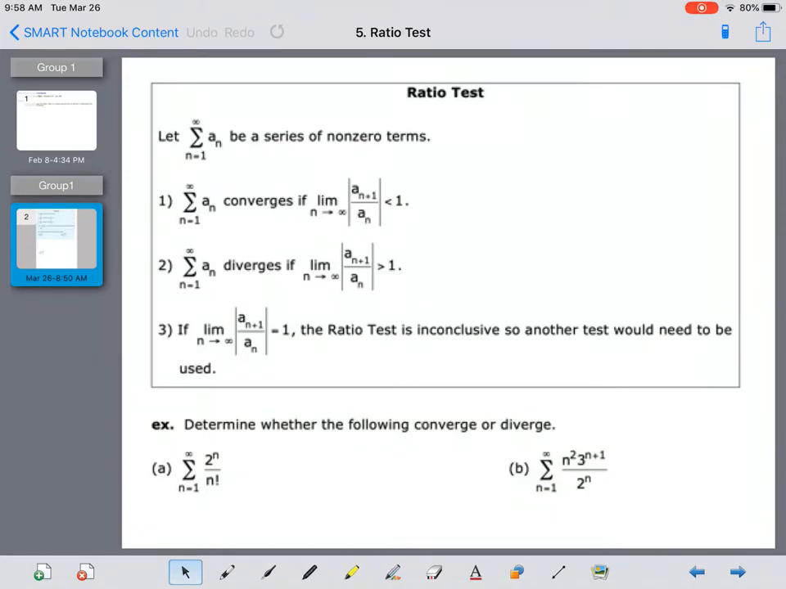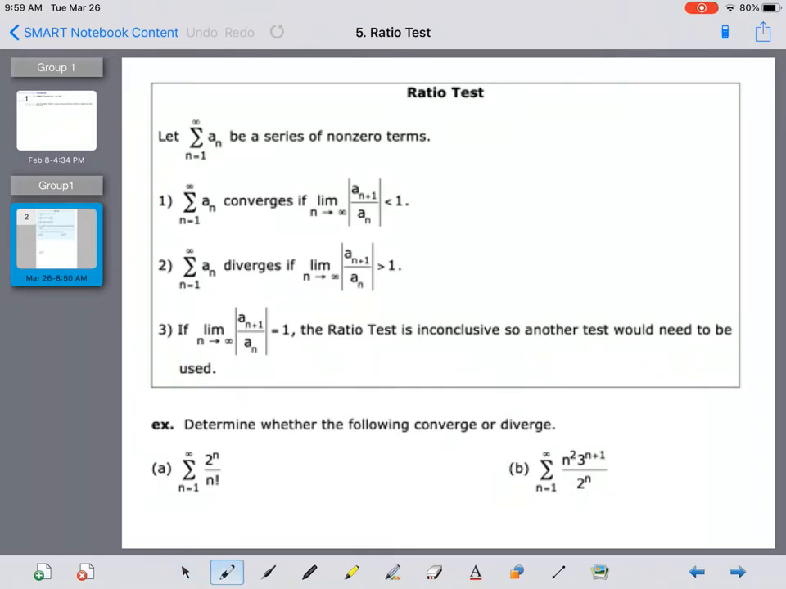The ratio test says if we have a ratio of non-zero terms, that just means a sub n is not continuously zero, we know that the series will converge if the limit as n approaches infinity of the ratio of two consecutive terms is less than 1. That's kind of weird.